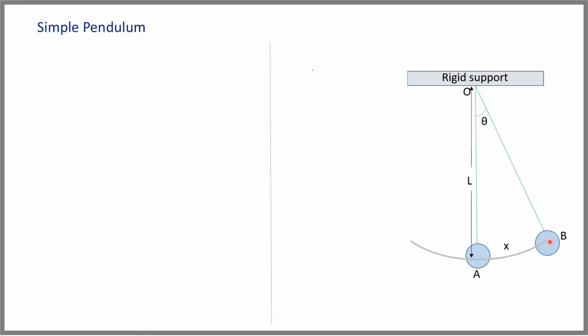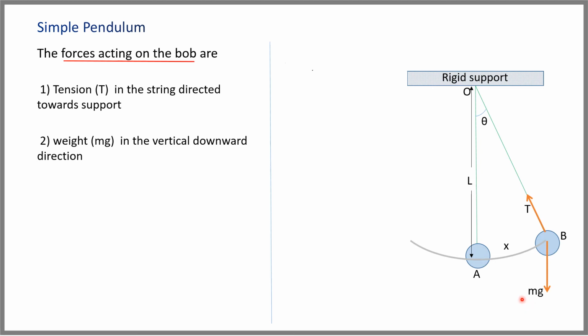When we are holding this bob at point B, the forces acting on the bob are its weight acting vertically downward, that is mg, and the tension developing in the string is T, which is acting towards the rigid support. So none of the force we observe is moving it towards the point A.